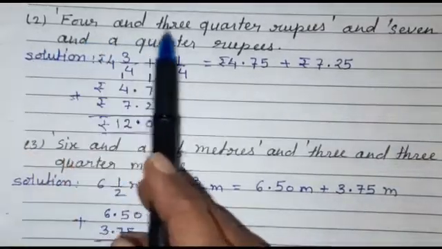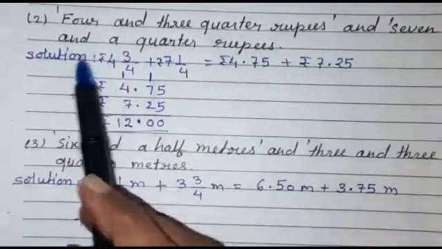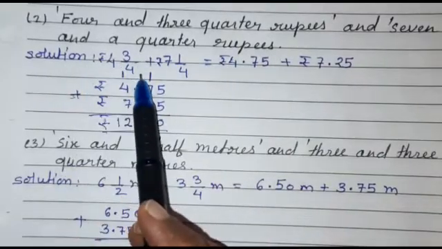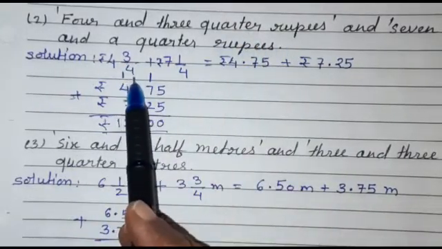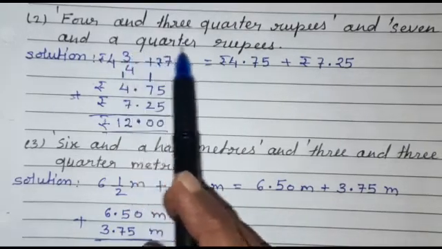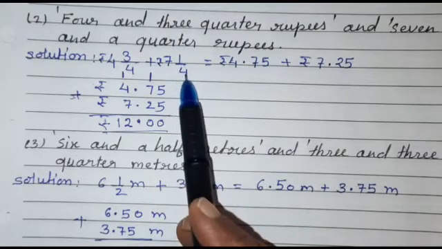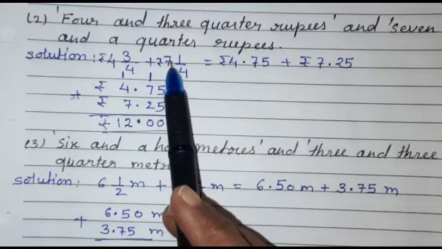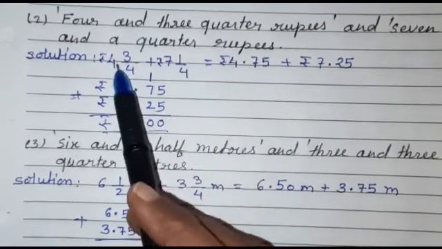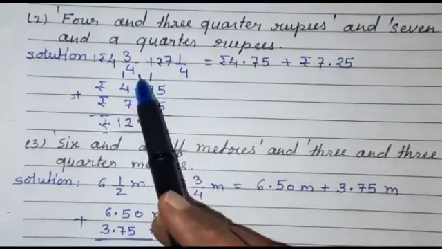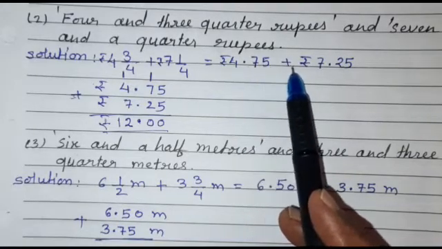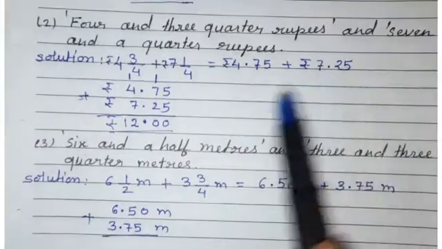Second one, 4 and 3/4 rupees and 7 and a quarter rupees. Solution, rupees 4 and 3/4 rupees means 3 upon 4 plus rupees 7 and a quarter rupees. Quarter means 1 upon 4. So here write rupees 7 and 1 upon 4. Now write in decimals rupees 4 as it is and 3 upon 4 means 0.75. So here is rupees 4.75 plus rupees 7.25.